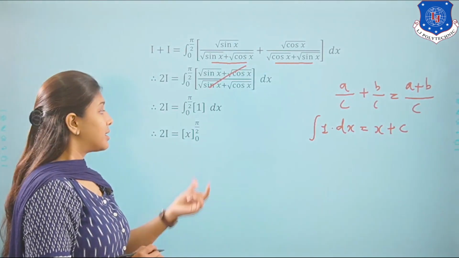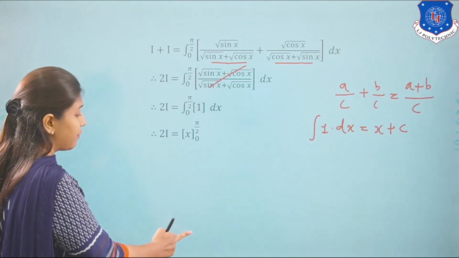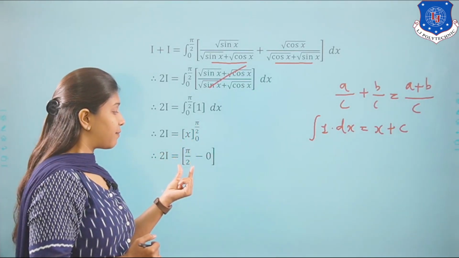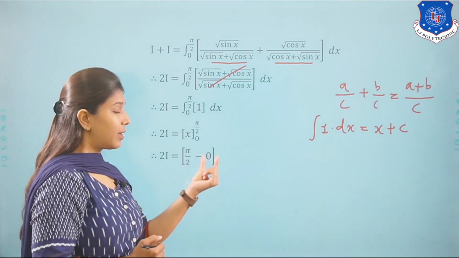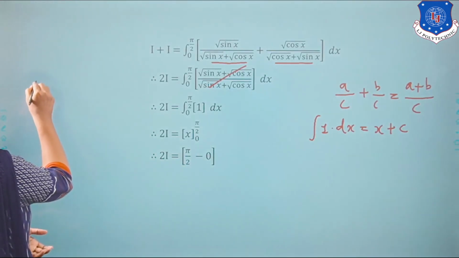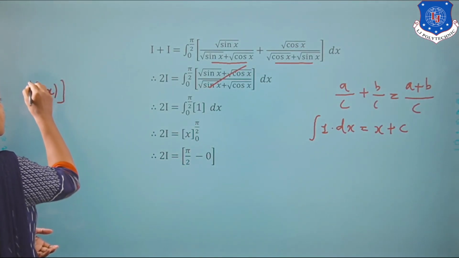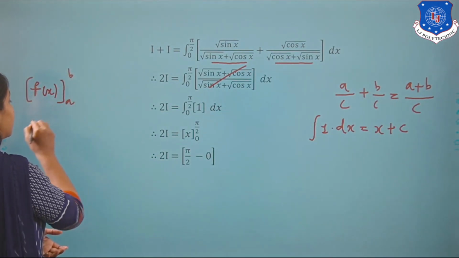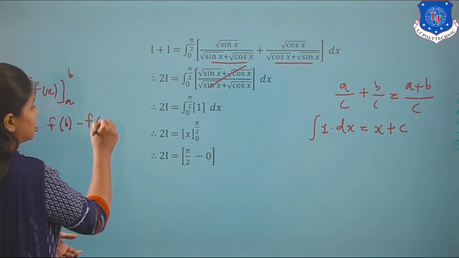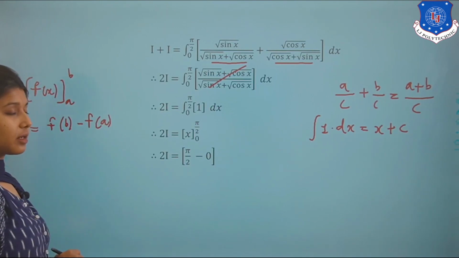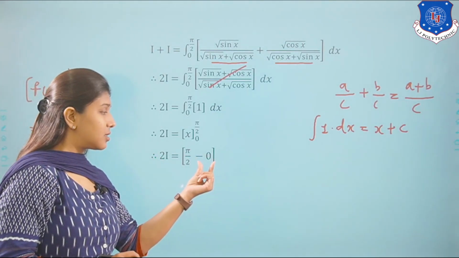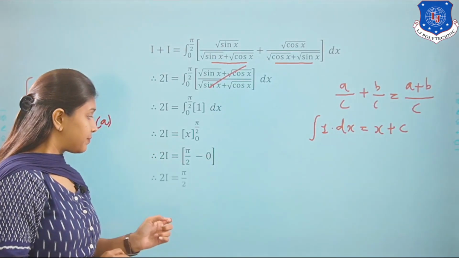Now putting both the limits in the function, we have 2I. Put the upper limit first, so we have pi by 2 minus the lower limit, that is 0. You know the formula, right? That is, if the integral of f of x from a to b is given, that means f of upper limit minus f of lower limit. Using this formula, we have this term. Now pi by 2 minus 0 is nothing but pi by 2.